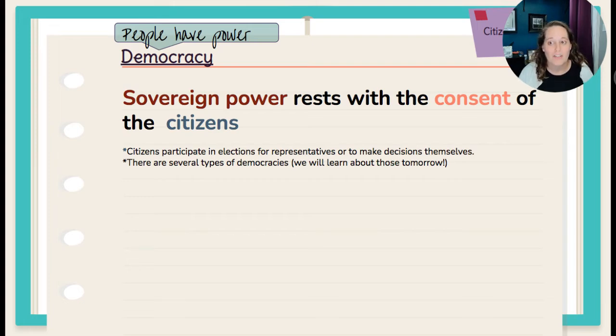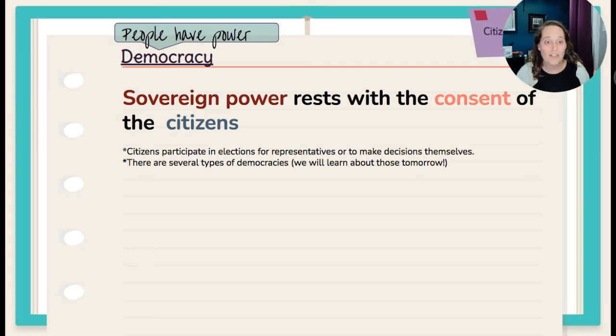Finally, we have a democracy, and this is where the people have the power. This is where power rests with the citizens. The citizens get to vote and make decisions. And so we're going to talk more about the different types of democracies that there are.